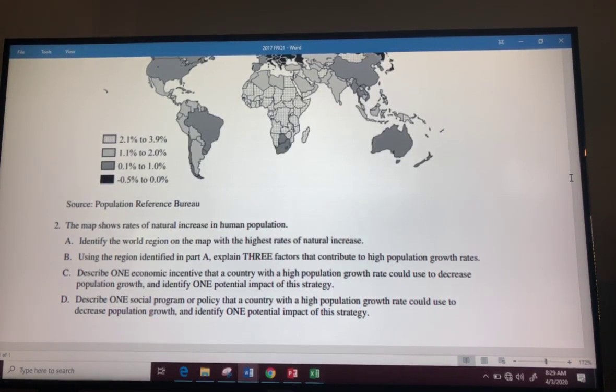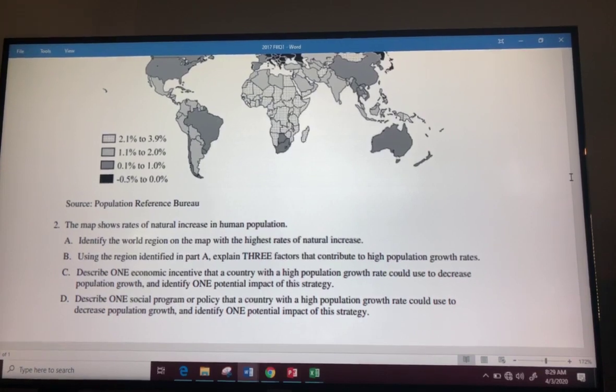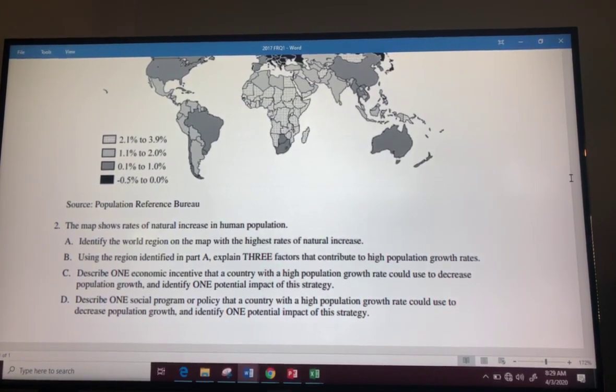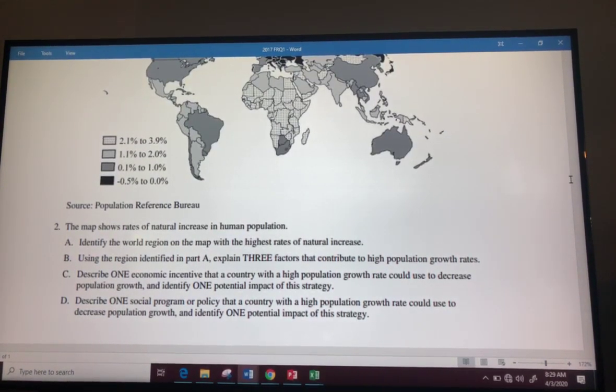C, describe one economic incentive that a country with a high population growth rate could use to decrease population growth and identify one potential impact. Now, we need to define the word incentive. Incentive and disincentive are opposites of each other. An incentive is a reward. A disincentive is like a punishment. So this must be some type of economic reward that the government may put in place so that women would not have as many kids.